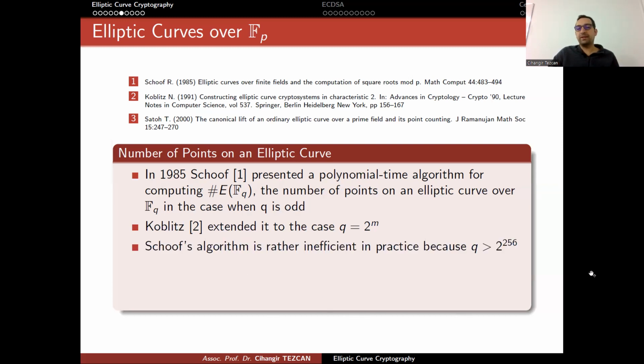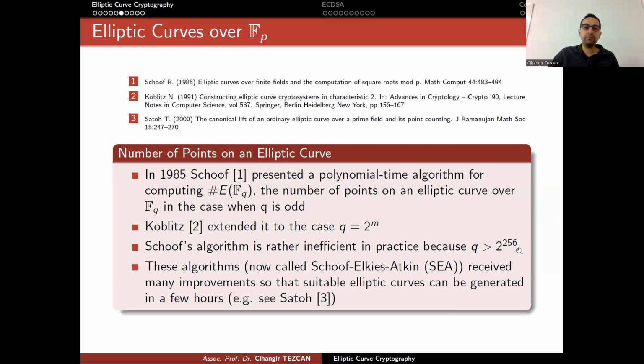Schoof's algorithm is rather inefficient in practice because we choose q larger than 2 to the 256. These algorithms, now called Schoof, Elkies, Atkin, shortened as SEA algorithms, received many improvements so that suitable elliptic curves can be generated in a few hours. One of the recent papers, more than 20 years old, but in this area still recent, is Satoh's paper; you can check it to see how this point counting works.